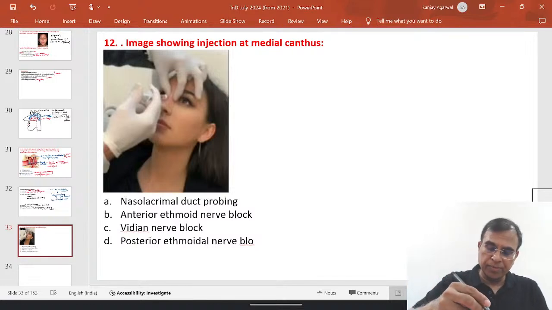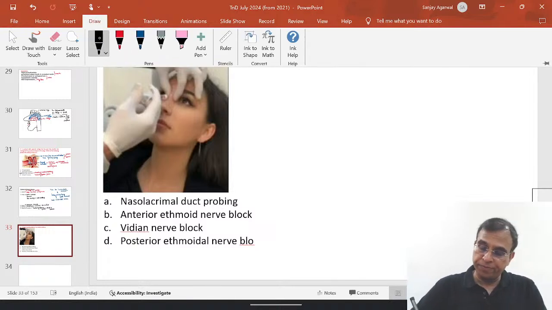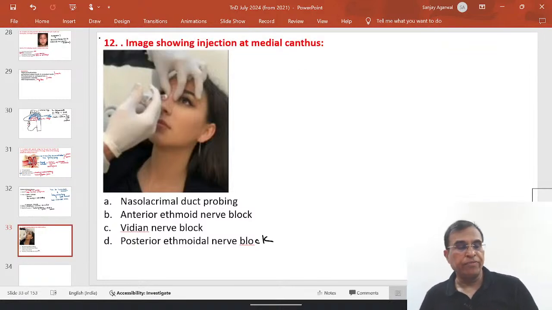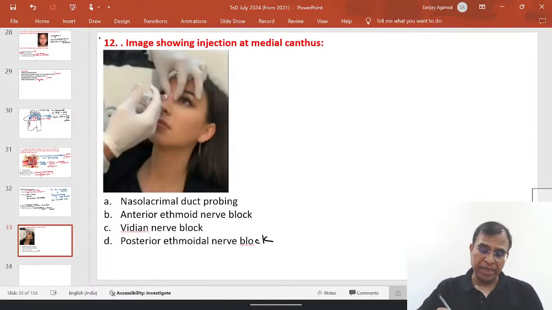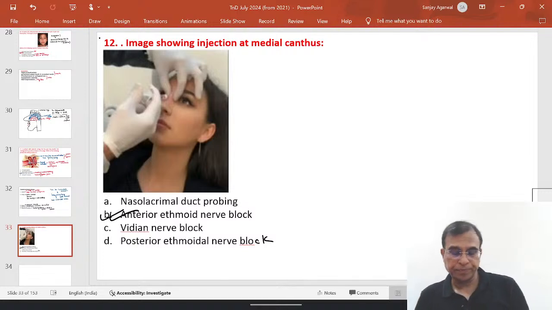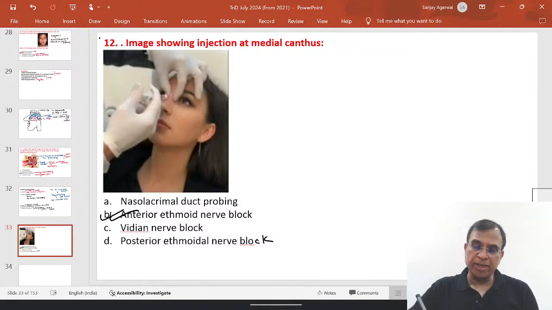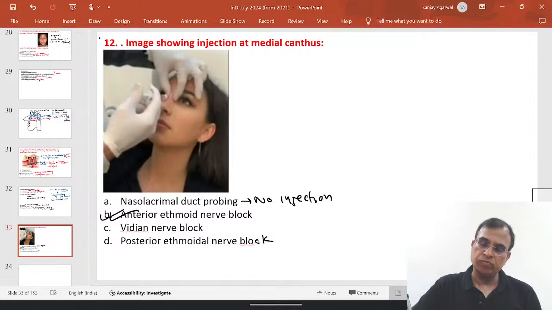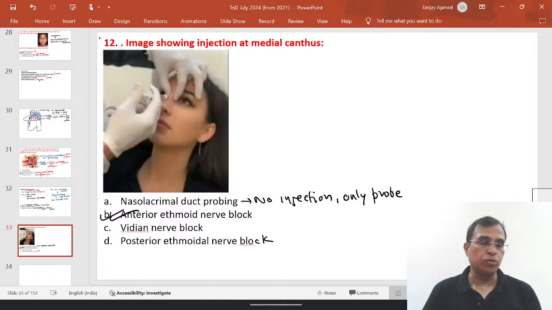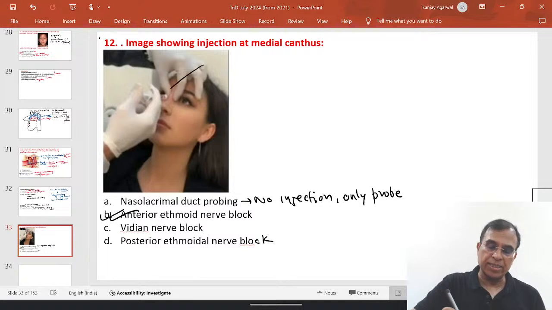Nasolacrimal duct probing, anterior ethmoidal nerve block, median nerve block, or posterior ethmoidal nerve block. I can hear Soumya Jha saying B, Supuna saying B, Satyendra saying B, and B is the correct answer. Like in nasolacrimal duct, no injection, only probing. Only a probe is used. And the direction of the nasolacrimal duct goes like this.